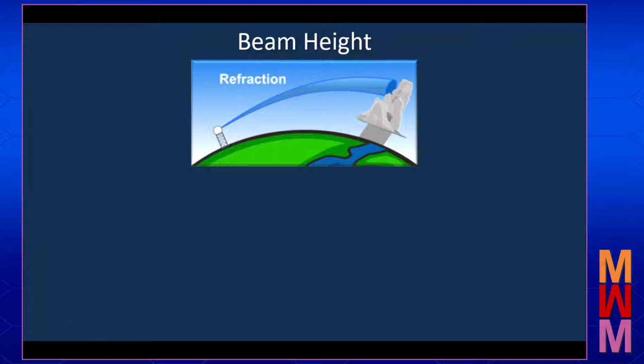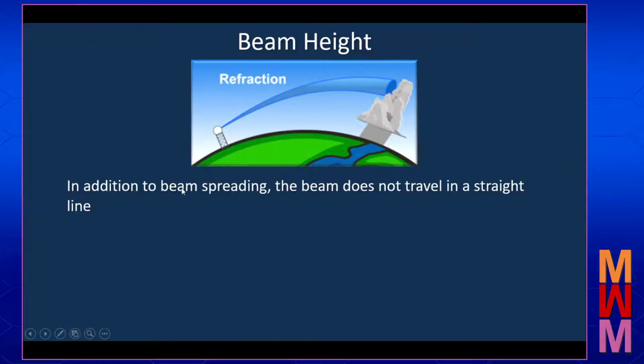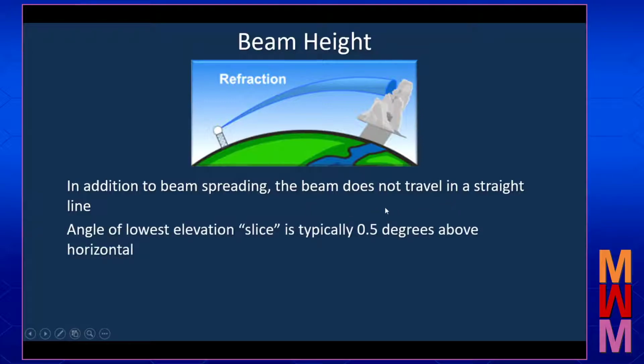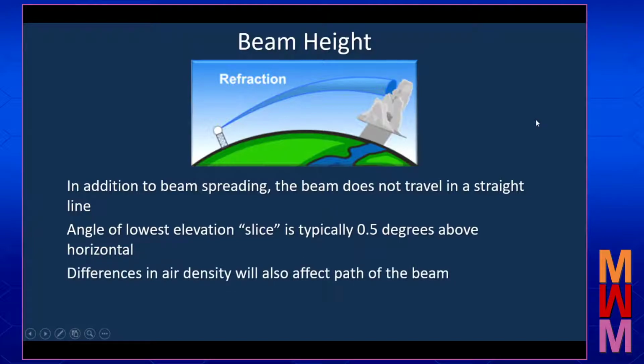Another important issue is the height of the beam. In addition to the spreading, this pie shape to the radar beam that we had just talked about, we also need to remember that the beam does not travel in a perfectly straight line. The angle of the lowest elevation slice is typically a half degree above the horizontal. So as the beam goes out, the Earth will be curving away from underneath it, and the beam will be climbing slightly as well. Also, differences in air density will affect the path of the beam as well. This is called refraction in the atmosphere.